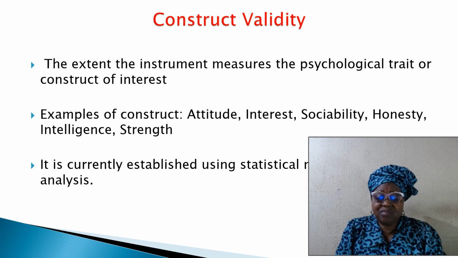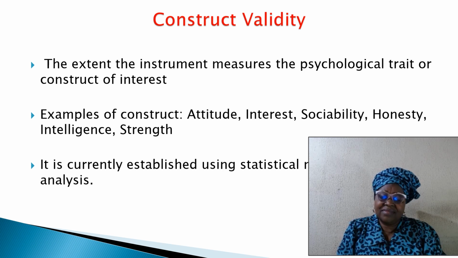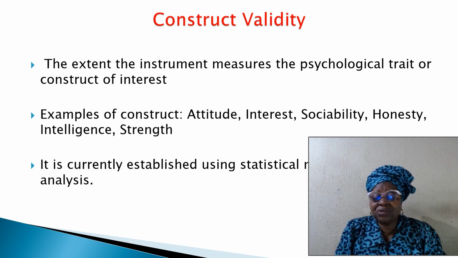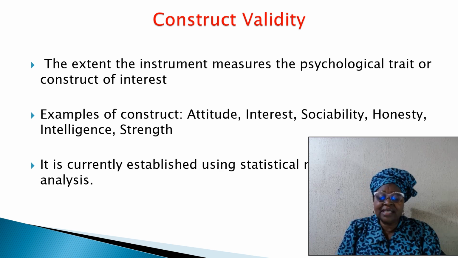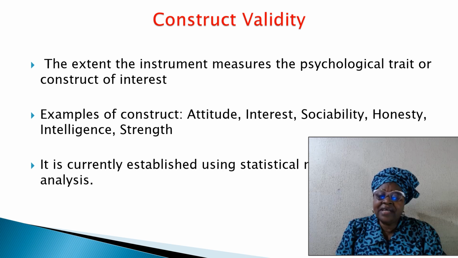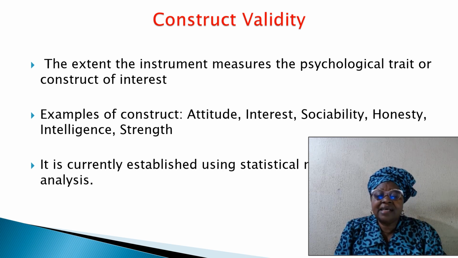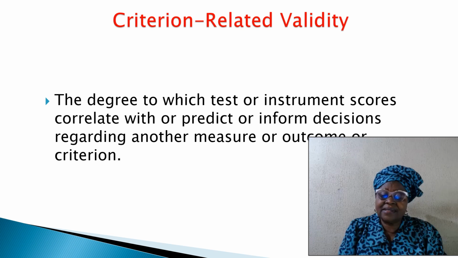Construct validity. This is the extent the instrument measures the psychological traits or constructs of interest. What are these psychological constructs? Things like attitude, interest, sociability, honesty, intelligence, strength. These are psychological constructs. How do we establish them? In current time, we establish construct validity using statistical methods. And the popular one among them is factor analysis.